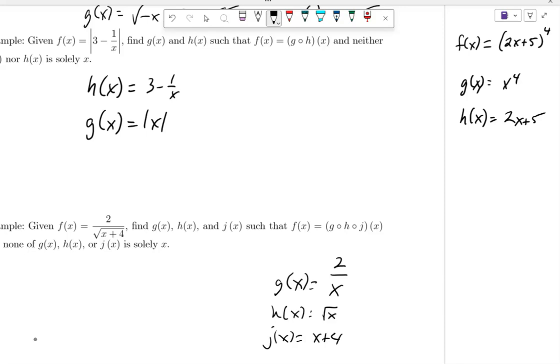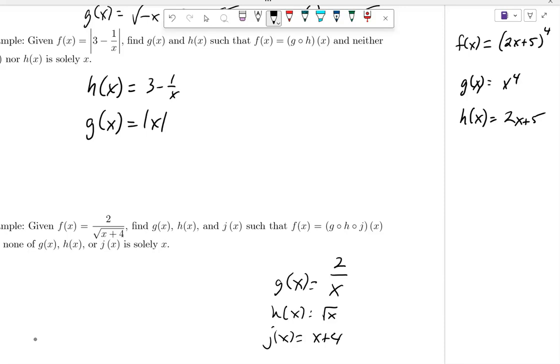So that was thinking about it inside out. You could also do it outside in, right? That was the way I said it, correct? The thing you notice is it's 2 over something, right? So my outside function is 2 over x. What is it over? Square root of something, right? So my next one, square root of x. Finally, what is the square root of? x plus 4. That makes sense? You want to see one more like this?